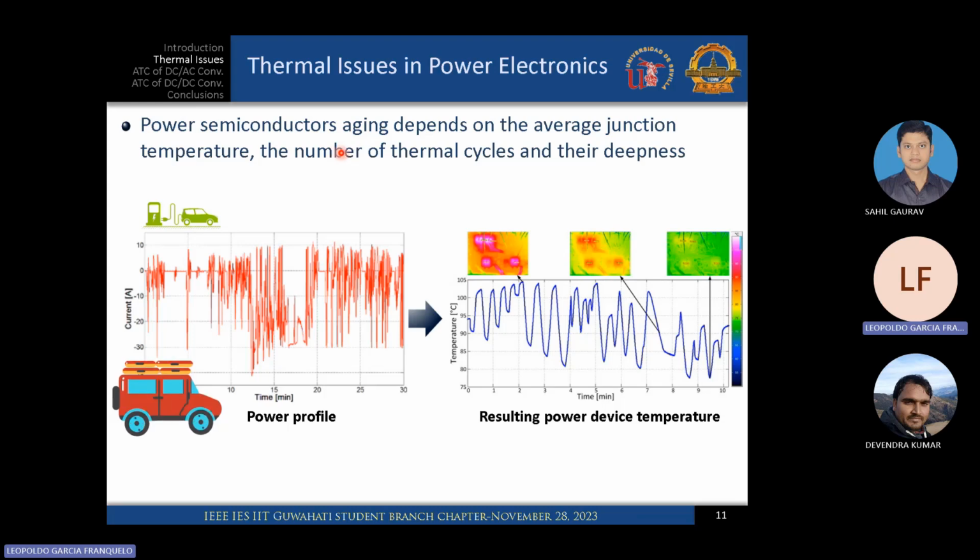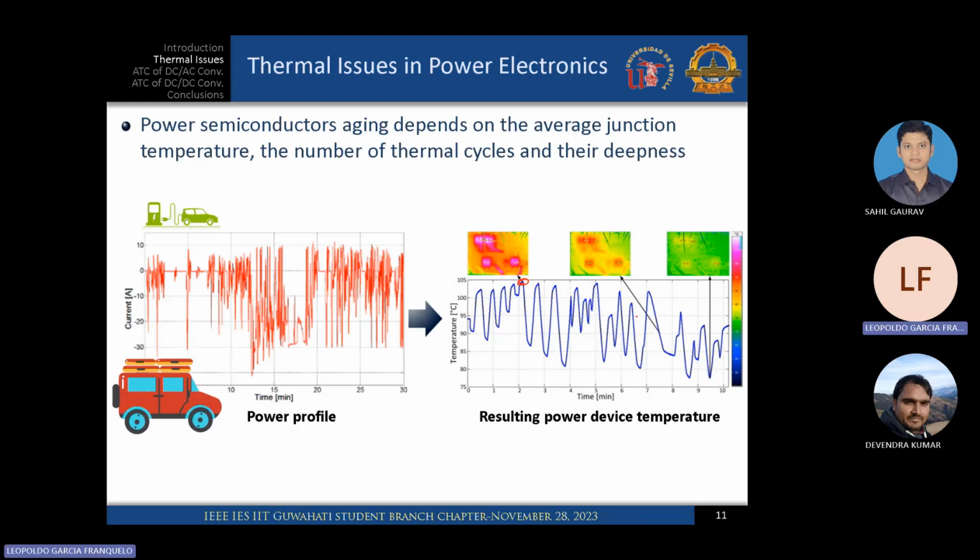In this case, we may have the temperature in a different time scale, and we can measure it with the thermal camera. You see that in this point you have a very hot temperature.